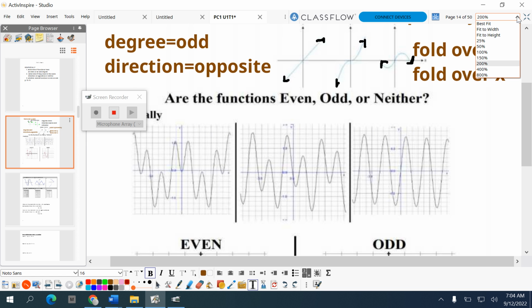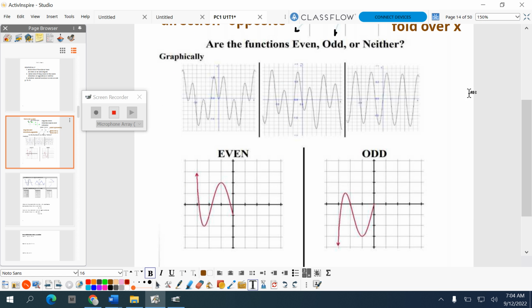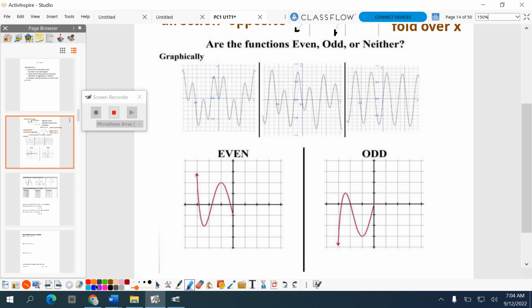So let's move on, make this a little bit smaller. Looking at this next part, I'm going to highlight in blue everything moving in the same direction. I'm going to highlight their endpoints. So this is going down to negative infinity.